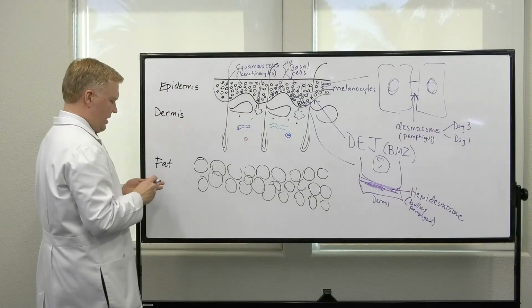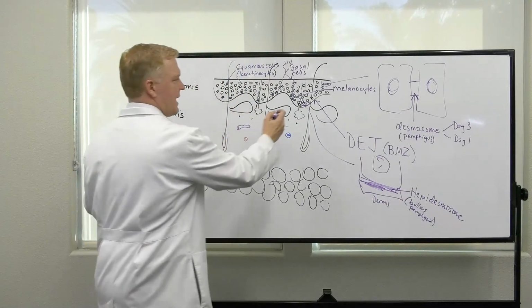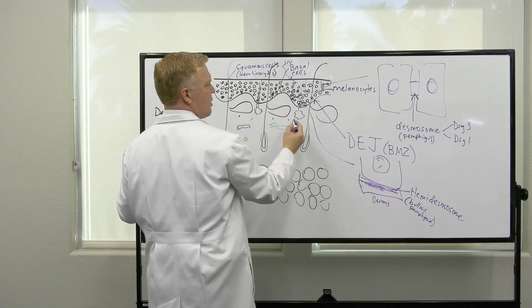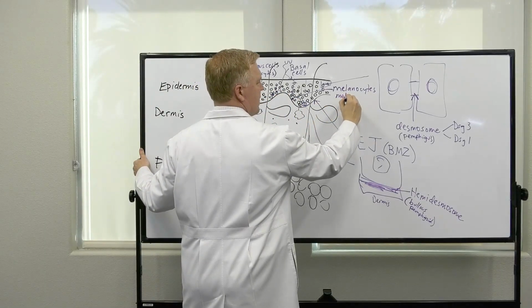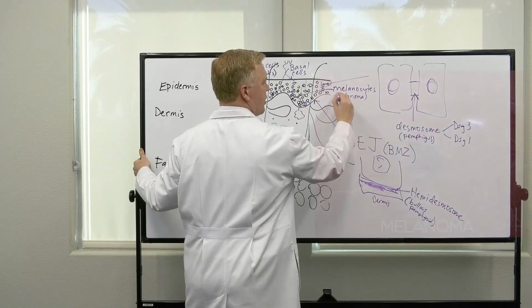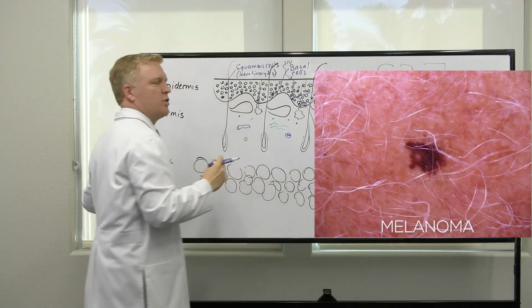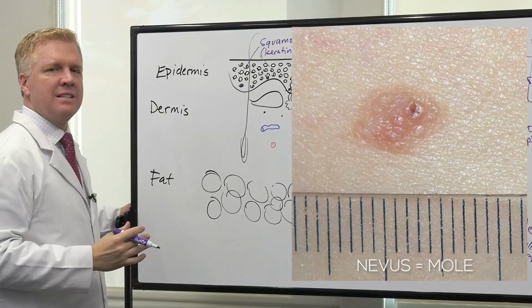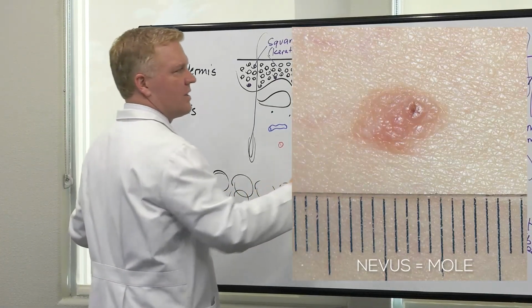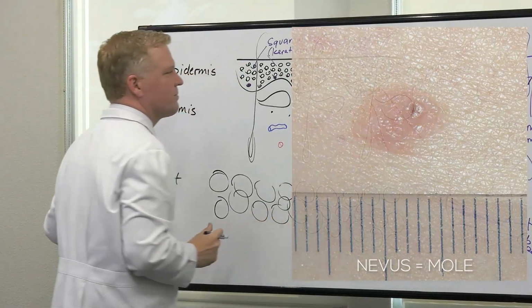Let's go back here to the epidermis. We know that melanocytes, every 10 cells or so, make pigment. That can give rise to cancer, called melanoma. If it gives rise to benign collections of melanocytes, that's called a nevus, or plural, nevi.